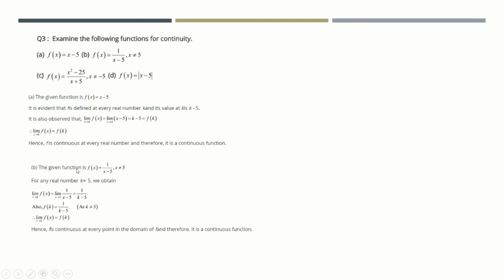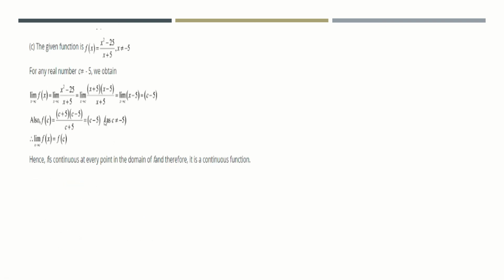So it is a continuous function, and also it is a polynomial function. The next is the given function. It is a rational function. F of x is equal to 1 by x minus 5, where x is not equal to 5. So I can take any real number except 5, because at 5 it is discontinuous. For any real number k not equal to 5, we obtain limit x tends to k of 1 by x minus 5 equal to 1 by k minus 5. At k it is 1 by k minus 5, but k should not be equal to 5. So f is continuous at every point in the domain. Therefore, it is a continuous function except at x is equal to 5.